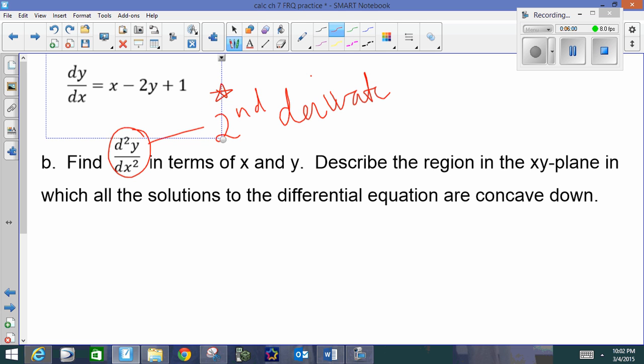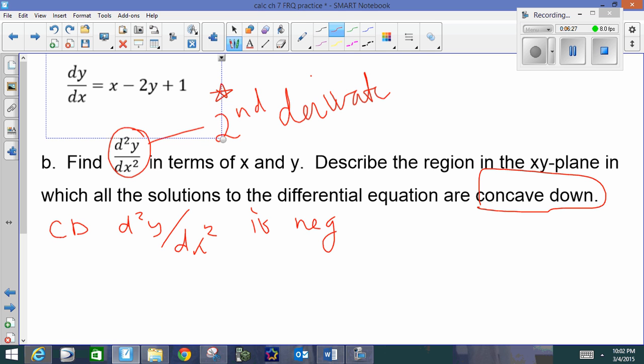Describe the region, after you do that, describe the region in the xy plane in which all of the solutions to the differential equations are concave down. Okay, so what does concave down have to do with the second derivative? Well, concave down is when the second derivative is negative, if you recall.